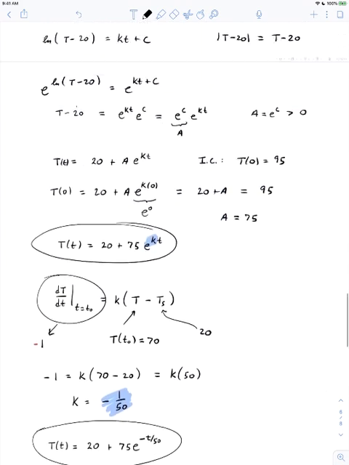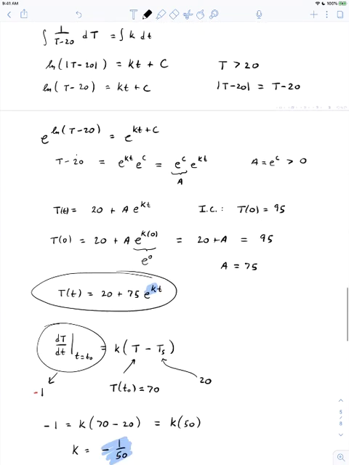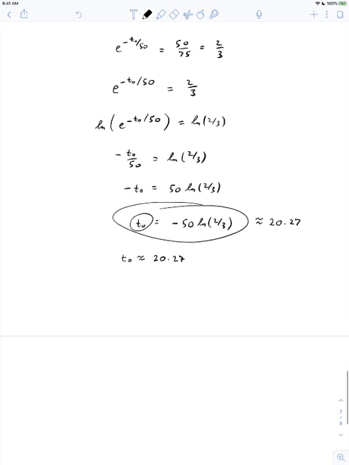So let's just remind ourselves what the units of time were. We started at 8 a.m. and then we forgot our coffee and it began to cool. What do we know here? We know that it's cooling at a rate of 1 degree Celsius per minute. So that tells us that we're measuring time in minutes. So that tells us that t0 is approximately 20.27 minutes.